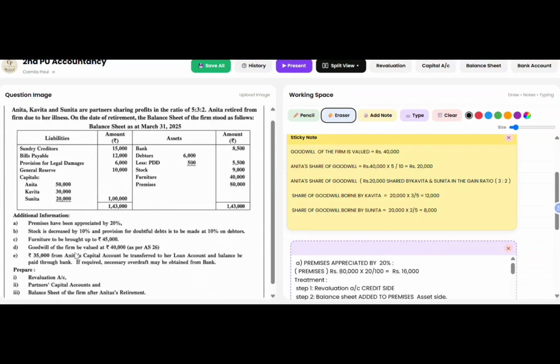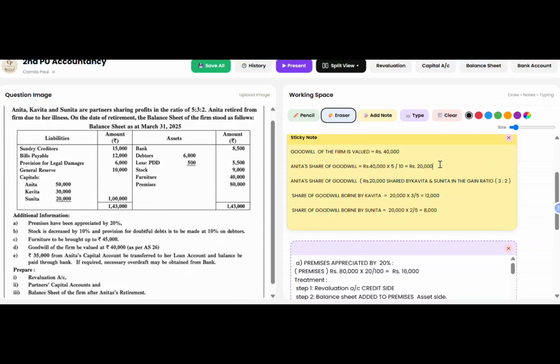So the goodwill of the firm is valued at 40,000. Now here only Anita is retiring. So we need to take only Anita's share of goodwill, that is rupees 40,000 into 5 by 10. That is Anita's share, which will be 20,000 rupees. So this is the goodwill of Anita.